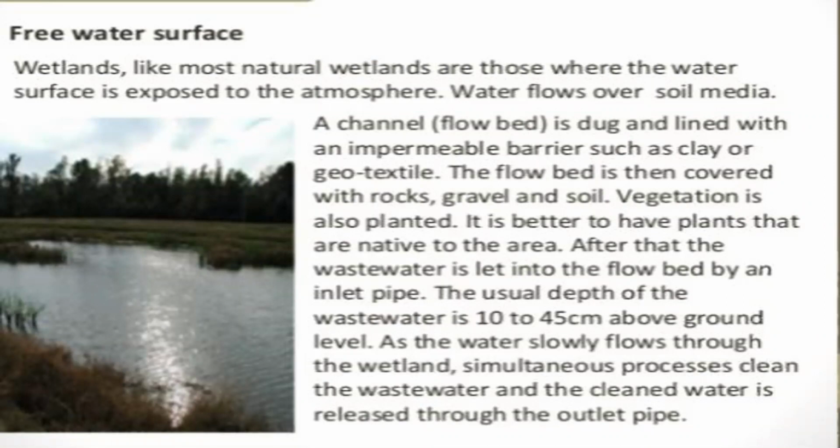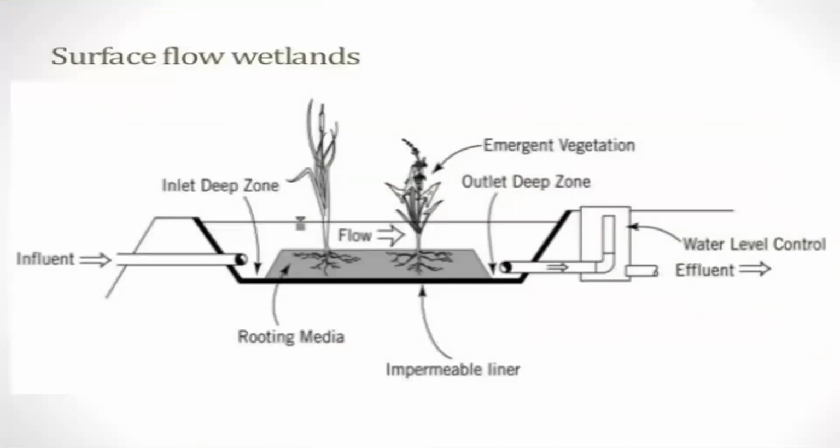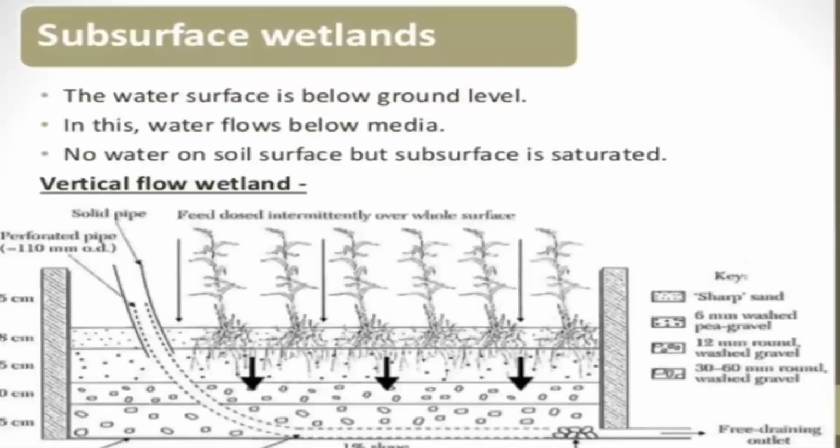Now, next slide. Here the diagram shows a subsurface wetland section diagram. There is an impermeable liner over which vegetation is planted. Through the inlet, water comes and flows through the vegetation, and after the filtration process moves out through the outlet in a controlled manner. Now let's move to the subsurface wetland, where the water level is below ground.